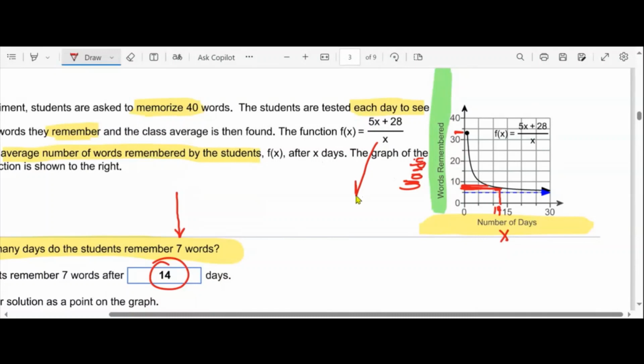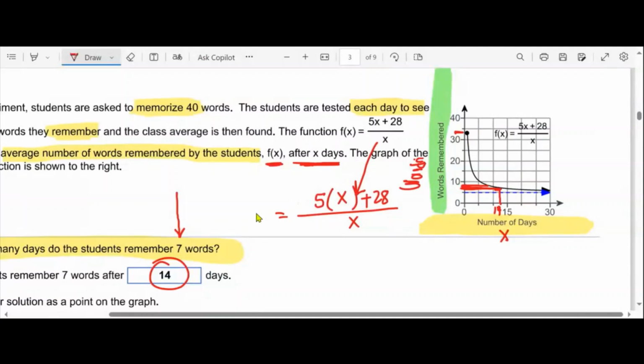It's like the students remember 7 words. So it's 7 equals 5x plus 28 over x. And then I multiply both sides by x, so I can remove the denominator. Can we do the formula here? Yes, of course. So x, what is x? It's days.